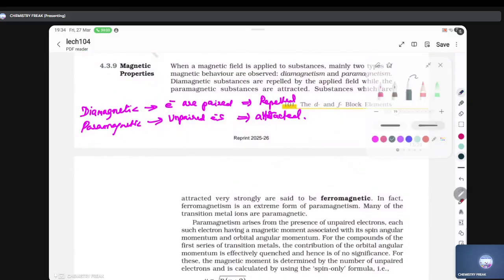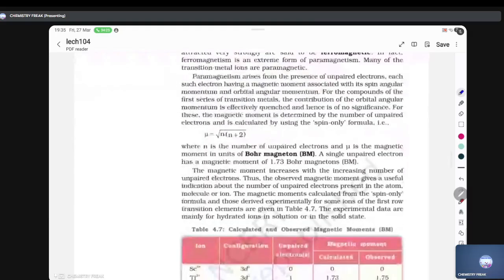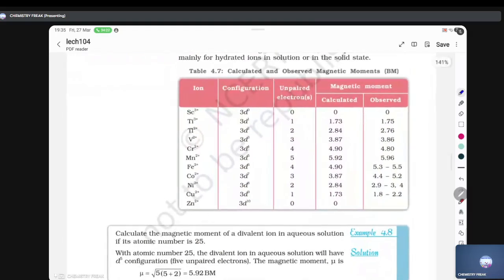Do you know the speciality of the d block? In the d block, there are very highly paramagnetic substances, extremely paramagnetic substances. They are called ferromagnetic substances. They are very strongly attracted towards the magnetic field. Okay? Now look at this tabular column.